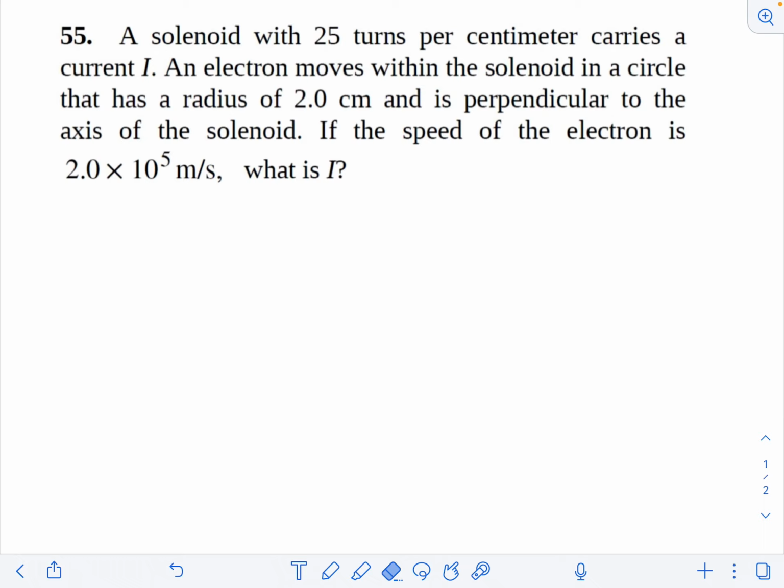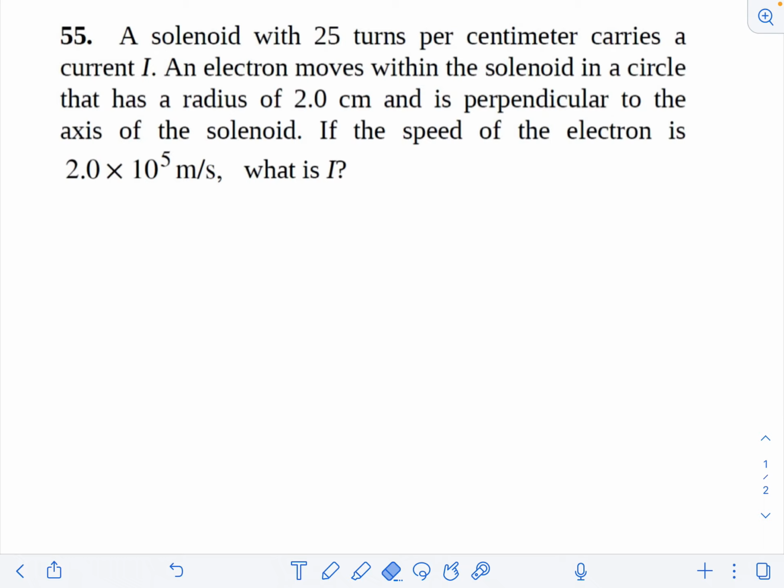So I went ahead and I picked a random problem from the OpenStax University Physics textbook. This is volume 2 of the book, and this is a problem from chapter 12, number 55. I've pasted the text of the problem here. A solenoid with 25 turns per centimeter carries a current I. An electron moves within the solenoid in a circle that has a radius of 2 centimeters, and the circle is perpendicular to the axis of the solenoid. If the speed of the electron is 200,000 meters per second, what is the current?